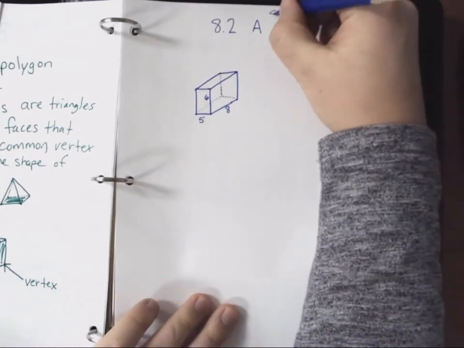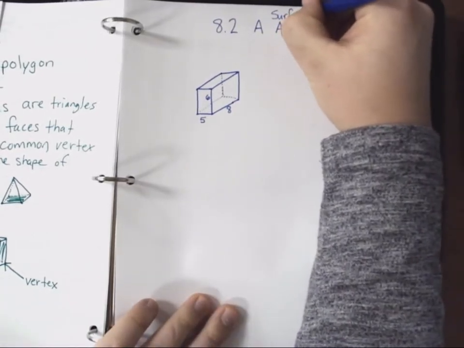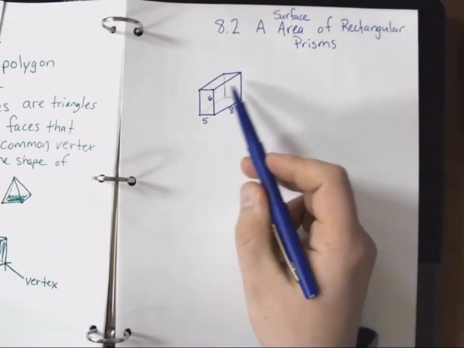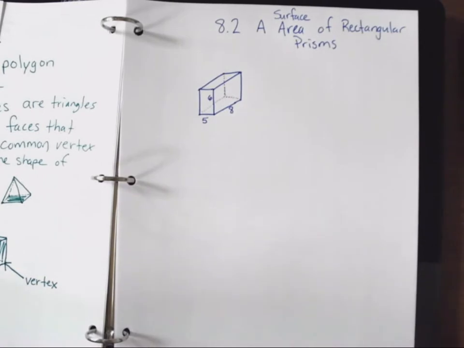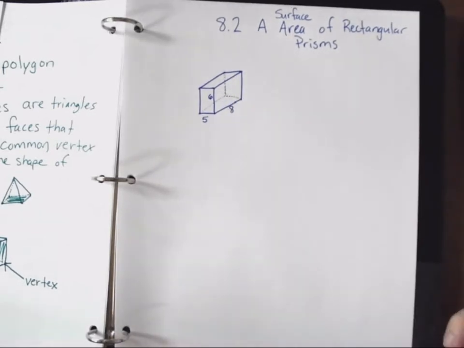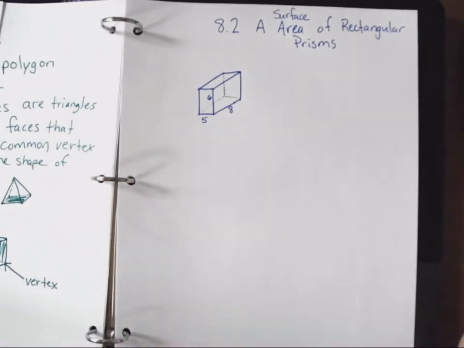So the first thing is when we find the surface area, sorry, I should have made that clear, the surface area of rectangular prisms, we are only finding the area of the surfaces of this figure. We're not finding the volume, which is everything on the inside. Because we're only finding the surface area, that is a two-dimensional measurement.